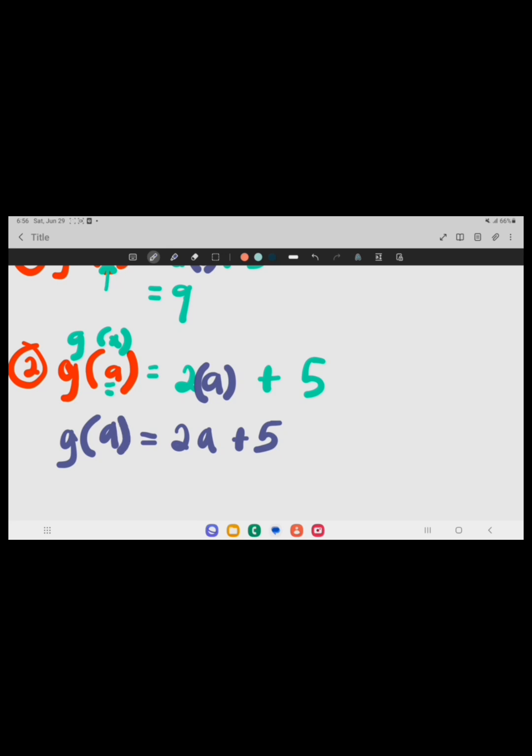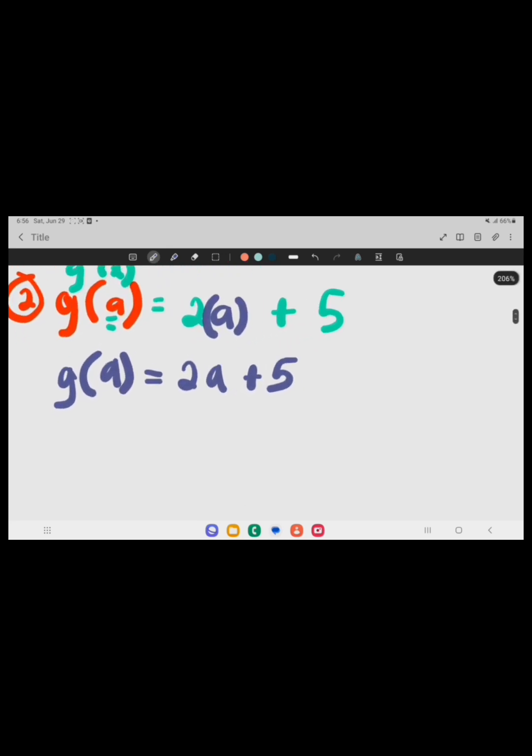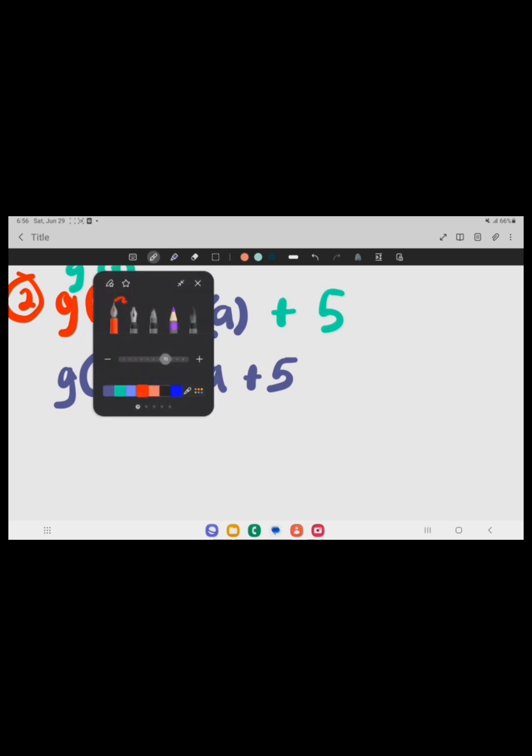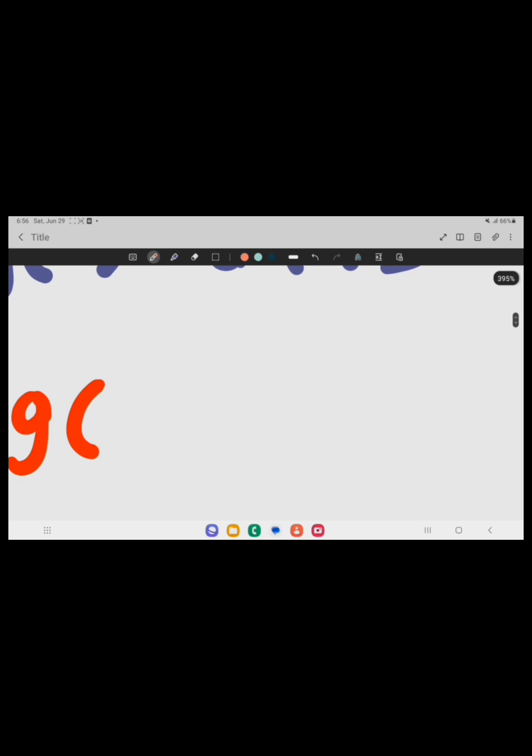If you cannot find the value, just write the equation. Because in this case, the value of a is not given. Okay, if you still don't understand, then let me give you another example. So now the question wants you to find g x plus 1.